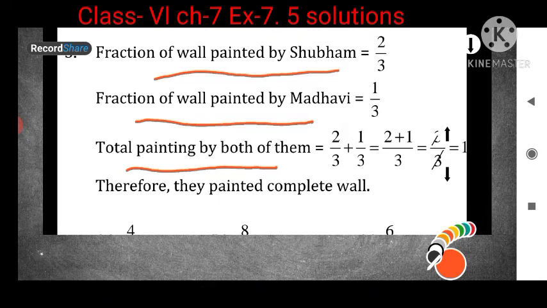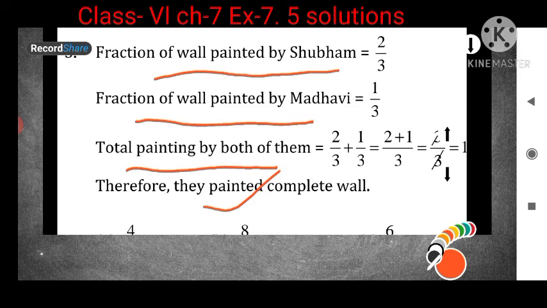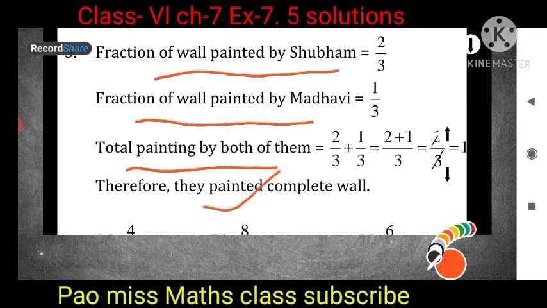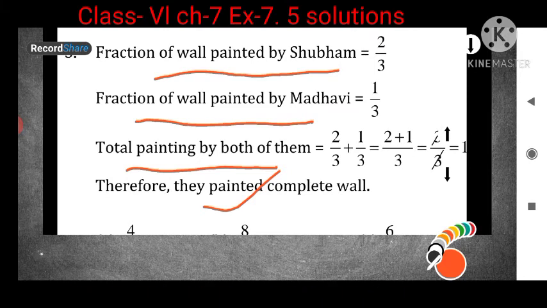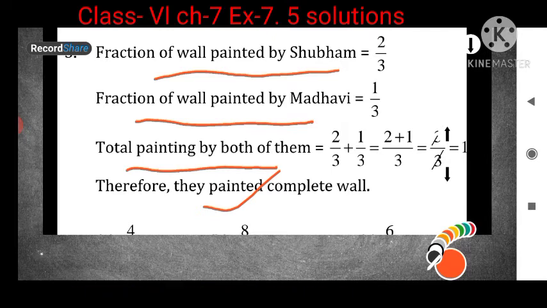Now 3 divide 3 is equal to what? 3 divide 3 is equal to 1. So therefore they painted the complete wall. 1 means what? It is full, isn't it? Whole. That means they both have painted the full wall. So this was the answer for this question. Now come to the next question.